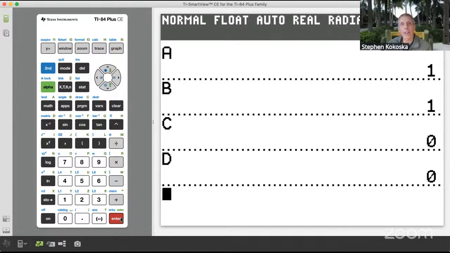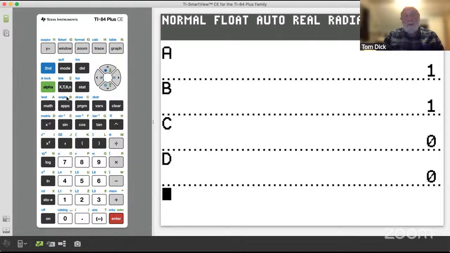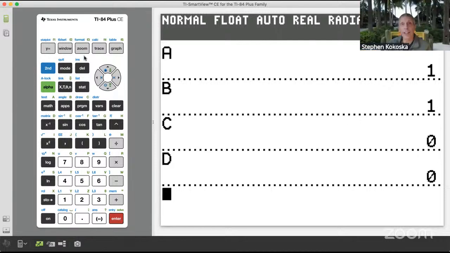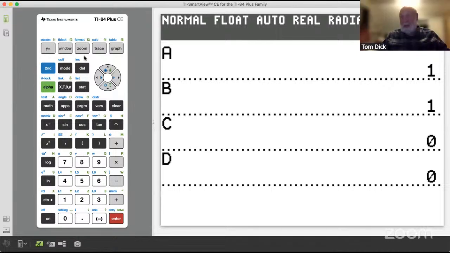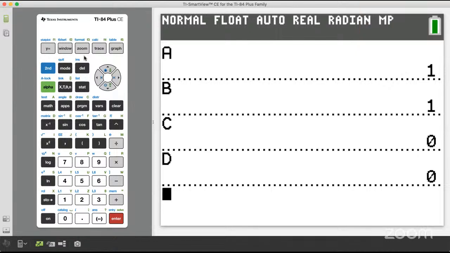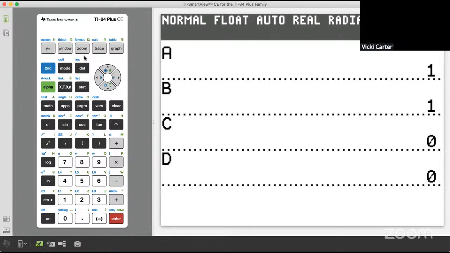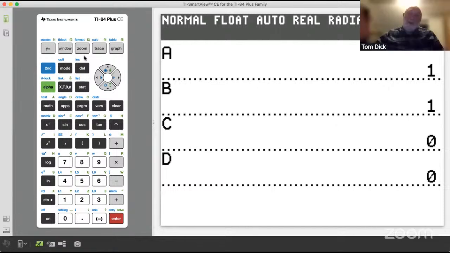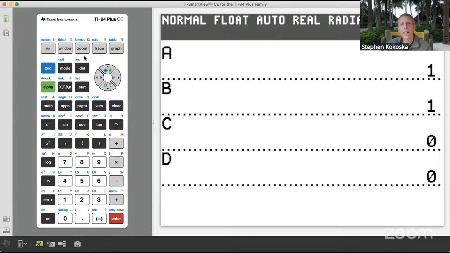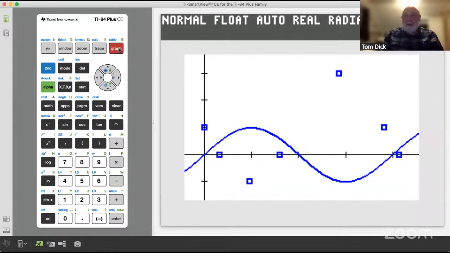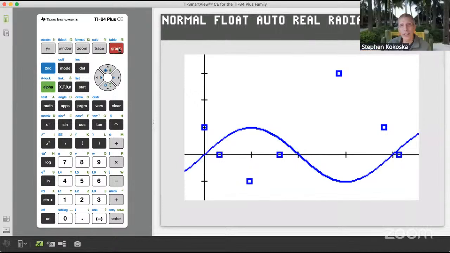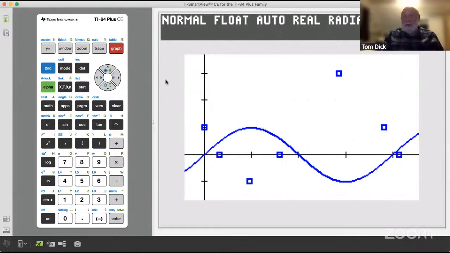Tom, did you also set the window? Actually, for that window, I think I used ZoomStat, so it fit those points that were plotted, those individual points. It gave me a fairly nice window for that. So go back to graph for one second. It almost looks like it's in units of pi over 2. Very close, isn't it? Yeah, how about that?